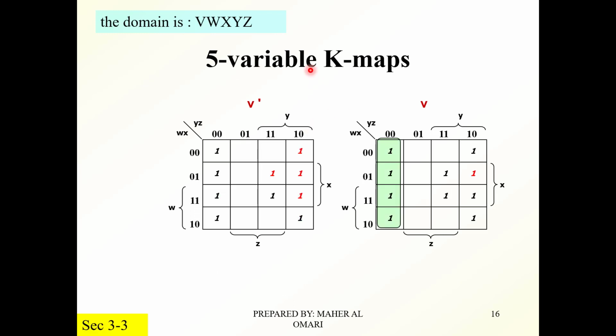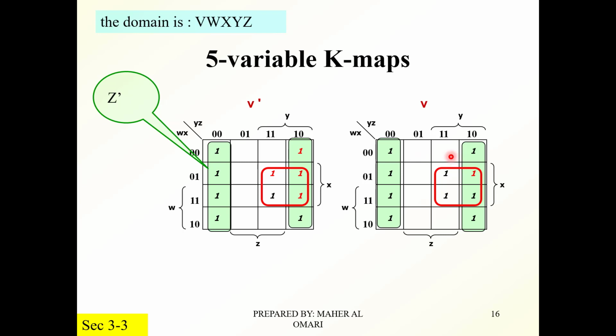Let's see how we do the grouping in this 5-variable K-map. OK, this is the first group. Remember, the group has to be as big as possible, and we have to include these two and these two in a new group, which is this. So in this function, we have two groups. This is the first group, which includes 16 minterms, and we have the second group, which includes these 8 minterms.